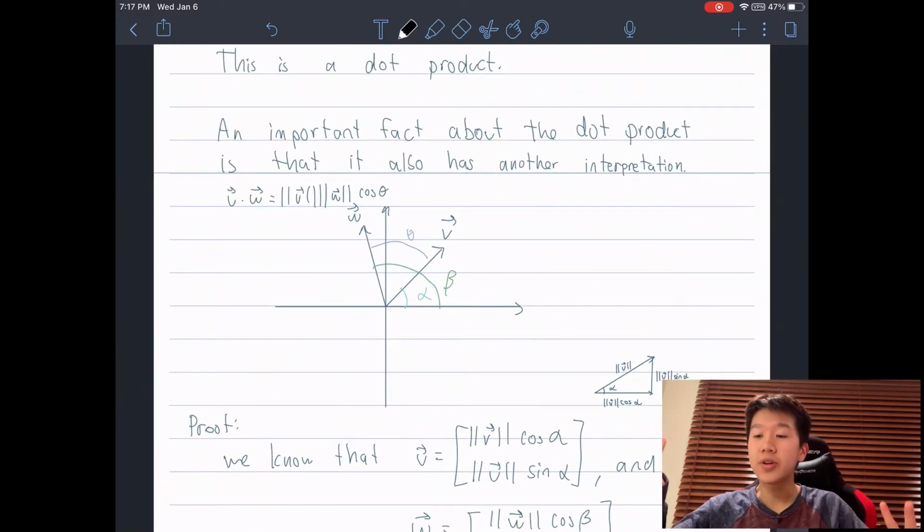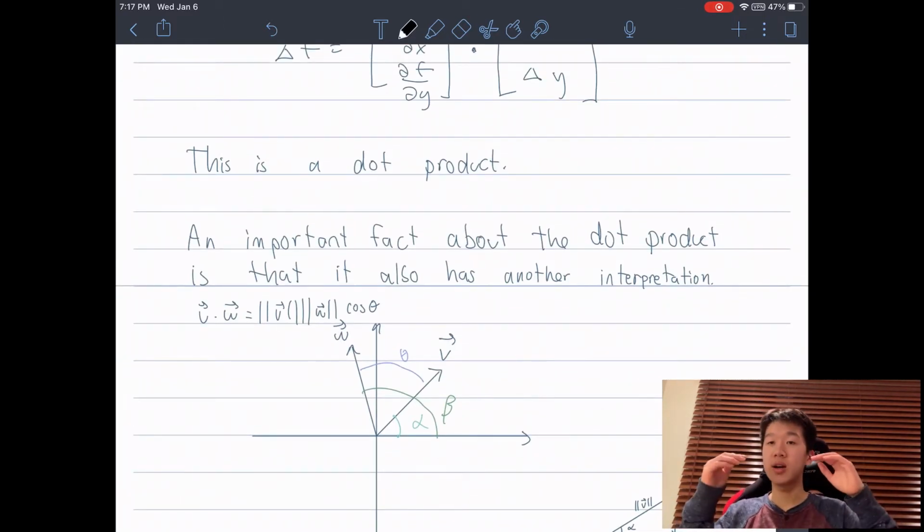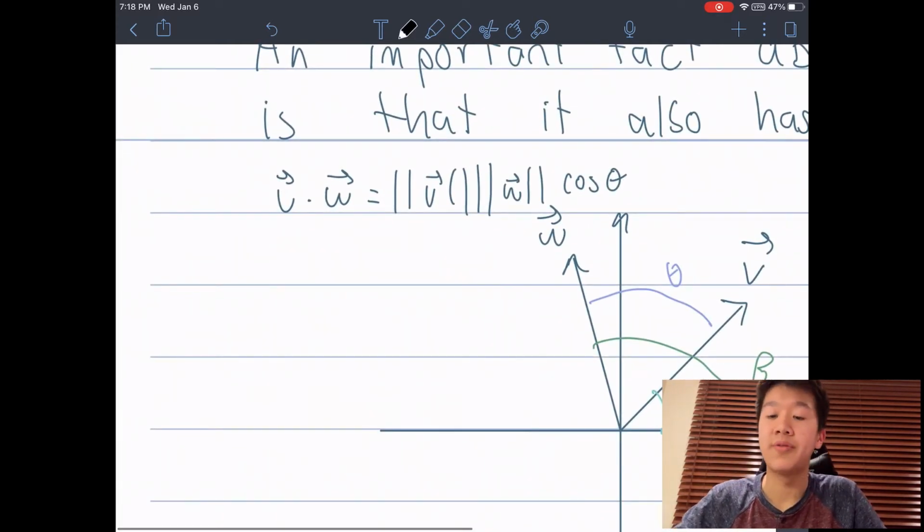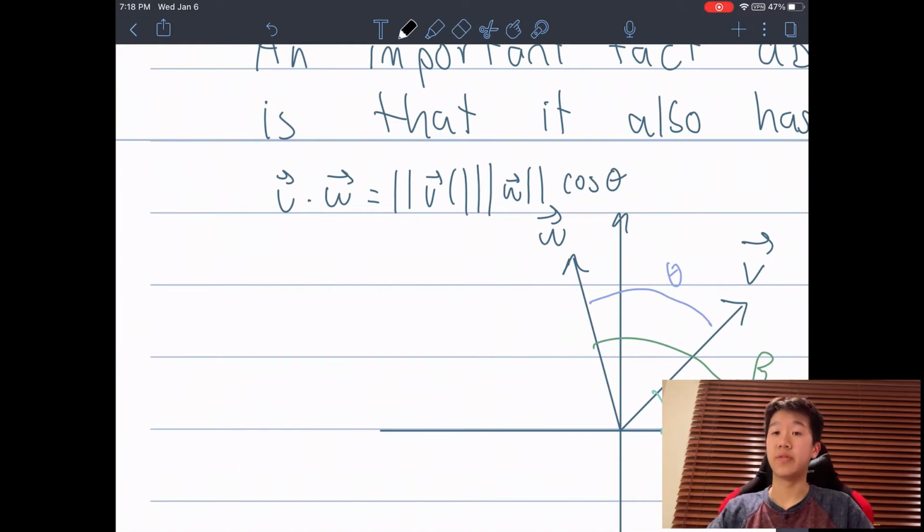So an important fact about the dot product is that it has another interpretation. So other than multiplying each element one by one, one element with its corresponding element, when you have a vector v and a vector w, then the vector v dotted with the vector w is also equal to the magnitude of v multiplied with the magnitude of w multiplied by the cosine of the angle between them.